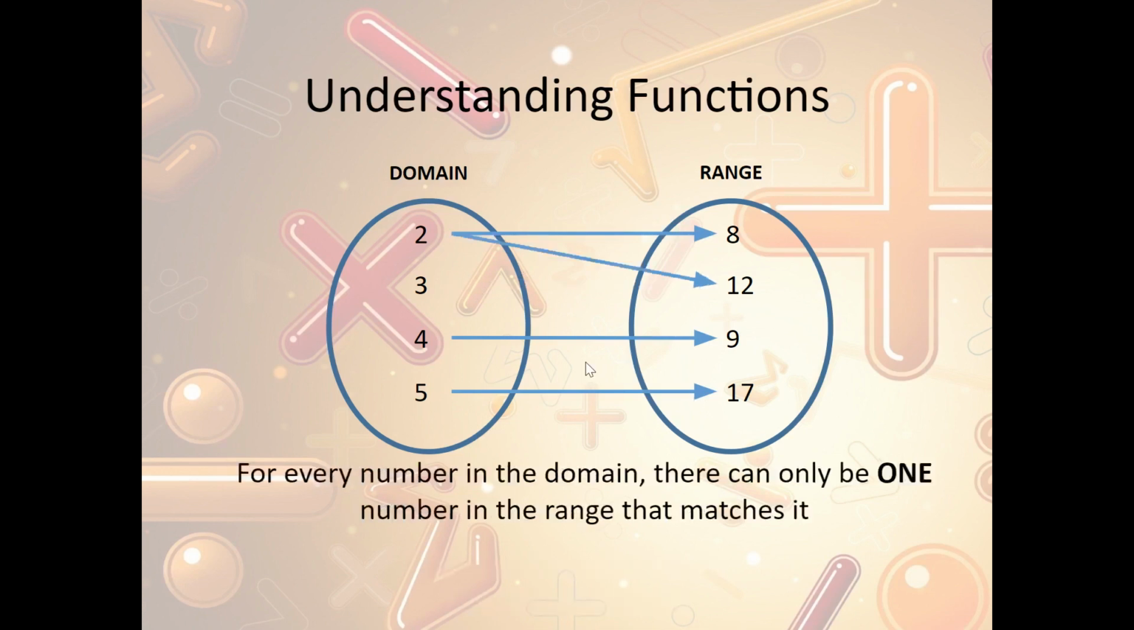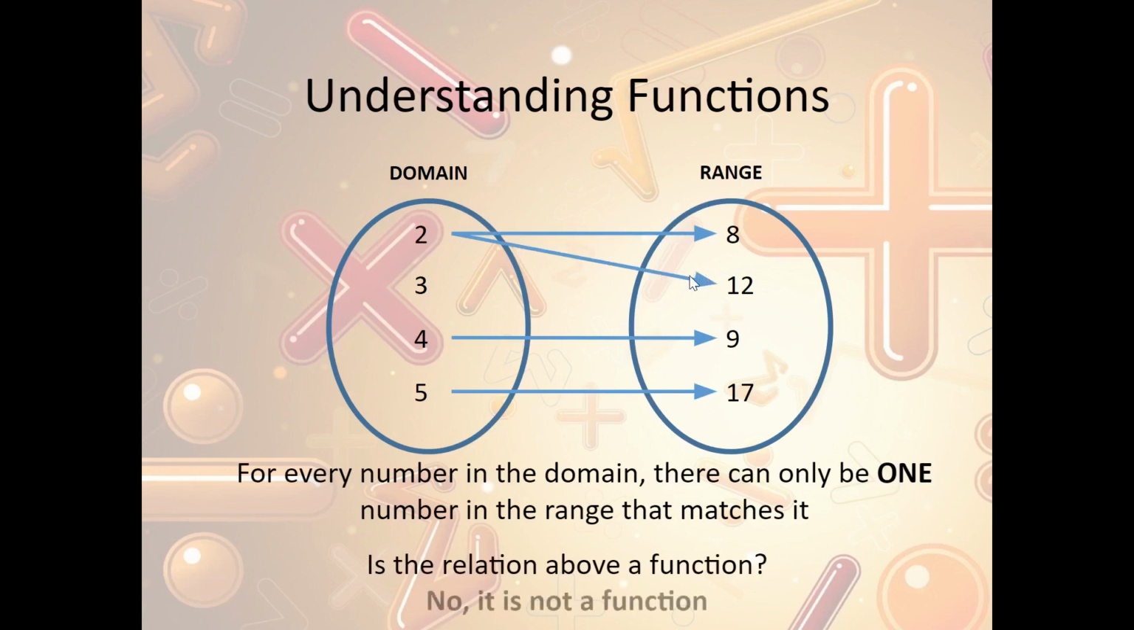Let's look at another example. We have a domain here. And notice now, the question is, is this a function? We have the domain here and the range here. And notice 2 is mapped to both 8 and 12. So therefore, this is not a function because 2 is mapped to two different places.